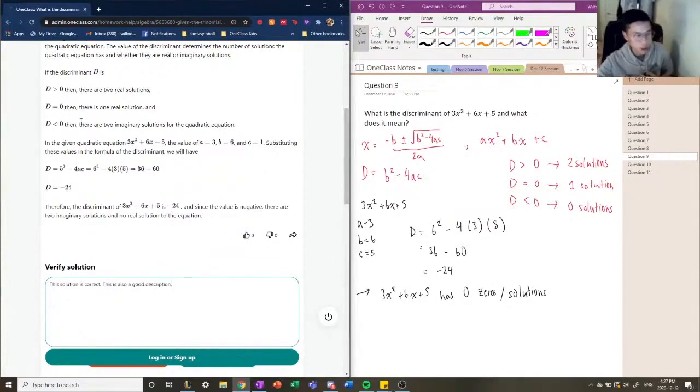So one last thing to note is that the junior tutor wrote that when d is less than 0, there are two imaginary solutions for the quadratic equation, or there will be 0 real solutions. So you guys can really test this out by actually just looking at the quadratic formula, right? So when your discriminant is less than 0, we have a negative number within this square root. So we already know that this is going to be an imaginary number or a complex solution because of how the quadratic formula works, right?